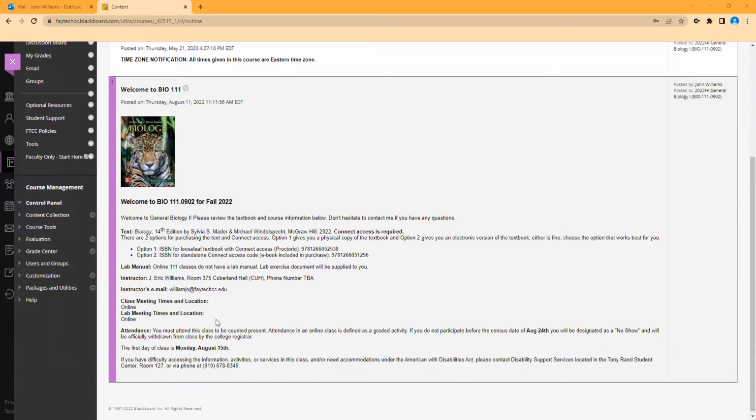But what I really want to focus on is the first day necessities, like what you need to do on that first day. The first one is going to show your participation or your attendance for the course, right? We have what's called the census date, and this is the first 10% of the class, and you have to attend the class at least one time before that 10% is over in order to be counted as present in the course. And that census date for us is August 24th.